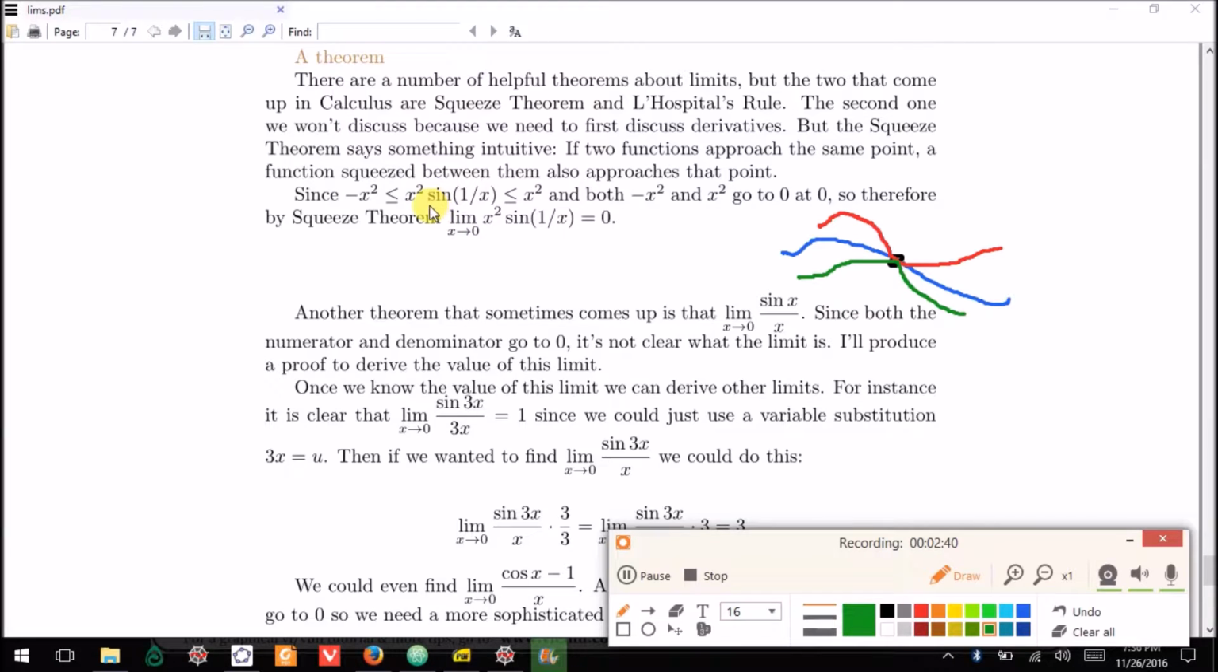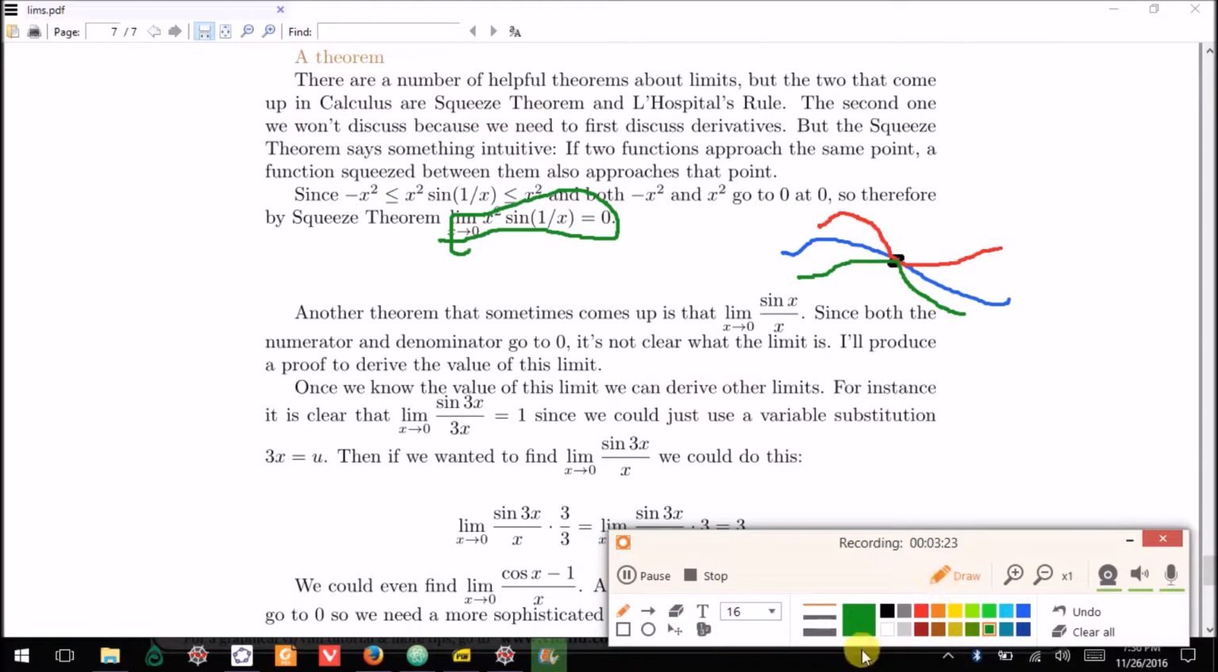The way that we use squeeze theorem is to remark that sine of 1 over x is always between -1 and 1. And so if we replace it with its lower bound -1, we get a lower bound function, right? This will always be less than or equal to x squared sine 1 over x. And if we replace sine 1 over x with +1, then that becomes an upper bound function. And now we have it squeezed between two functions. This goes to 0 as x goes to 0. This also goes to 0. And therefore, by squeeze theorem, the limit as x goes to 0 of x squared sine 1 over x is equal to 0.